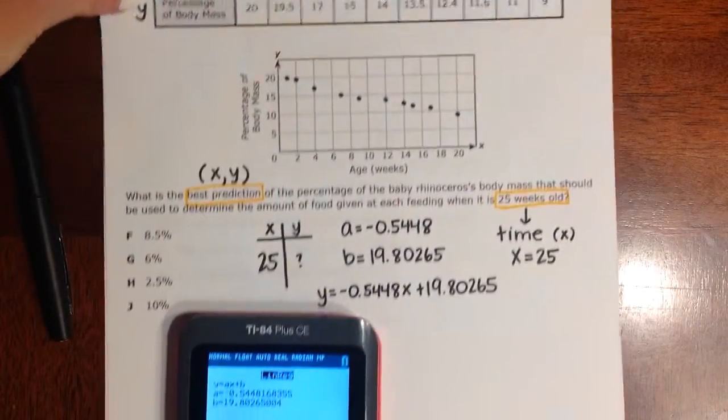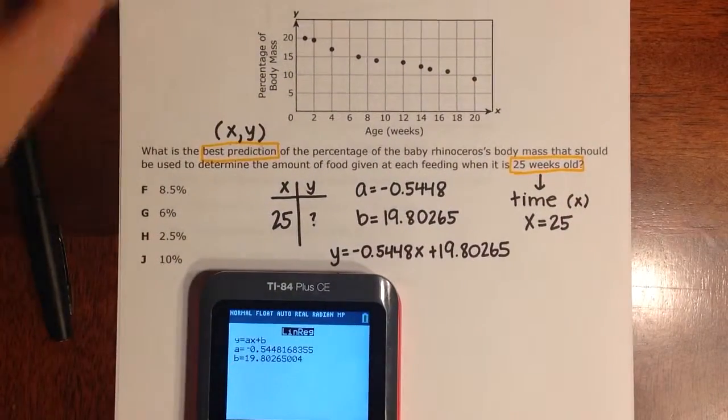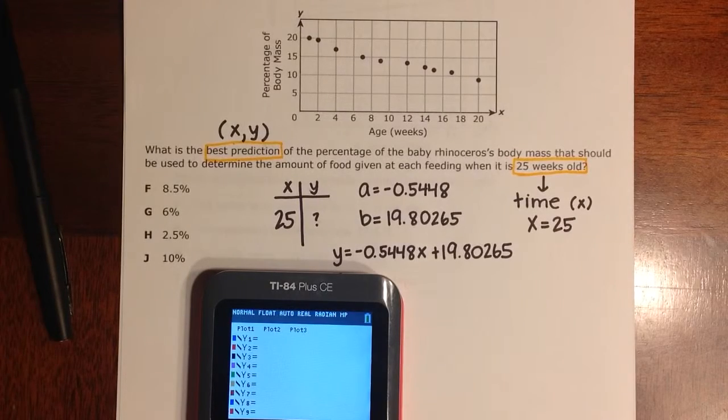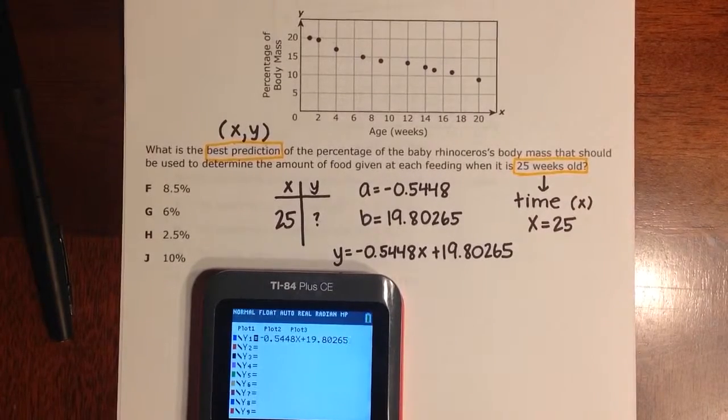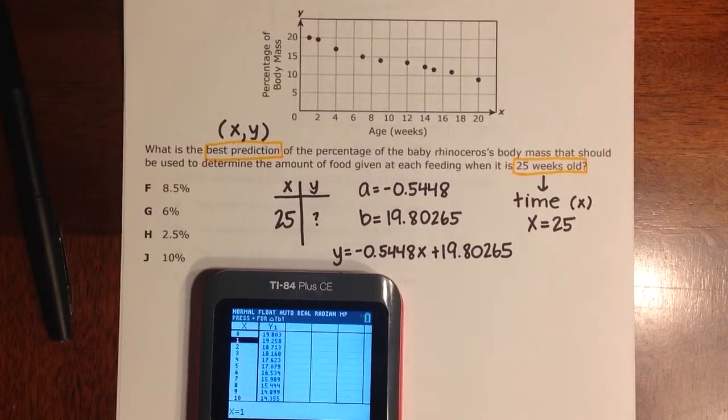So there's my equation, and if I'm going to make a prediction, I've got to go to my calculator. So scoot this up just a little bit so you can see. I'm going to go to Y equals, and type in negative 0.5448x plus 19.80265, and now I'm going to go to my table and scroll all the way down to when x is 25.